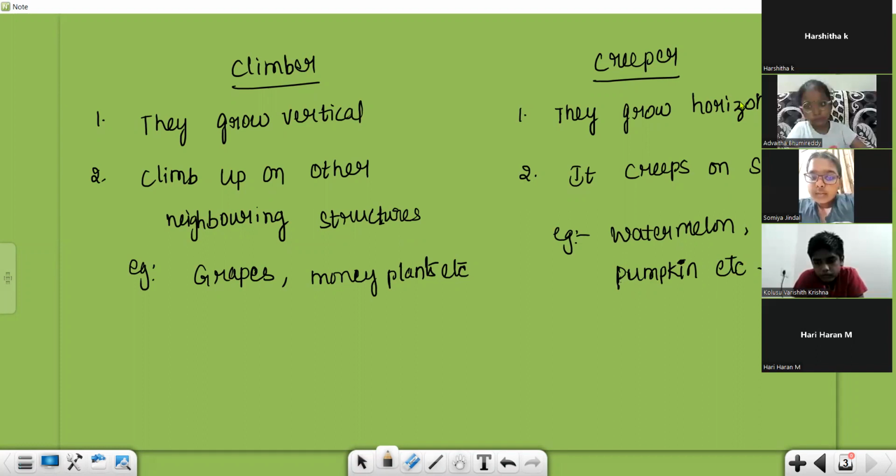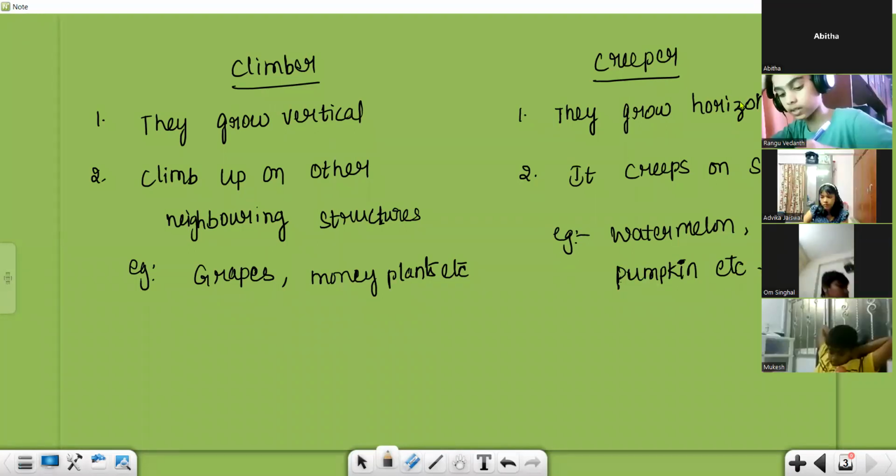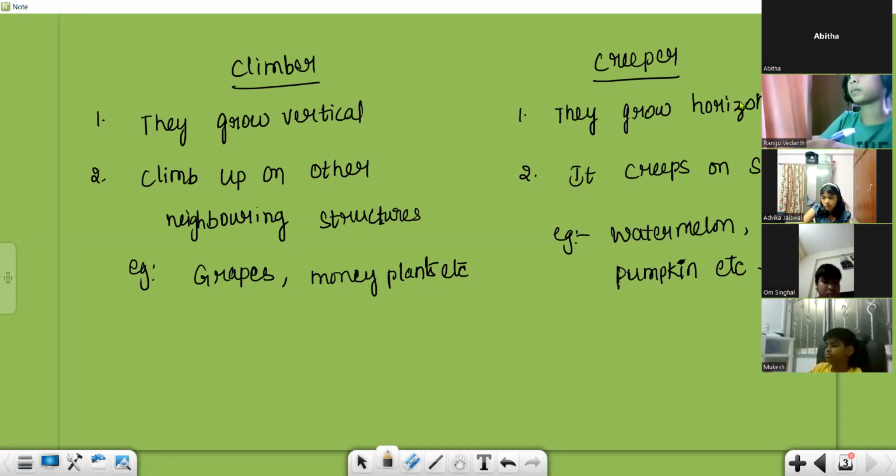Ma'am, you can't grow creepers on pots, right, ma'am? You mean a plant pot? Yeah, ma'am, like kind of. Yeah, it will grow, but it needs space. It grows only horizontally. It won't go up. Okay.